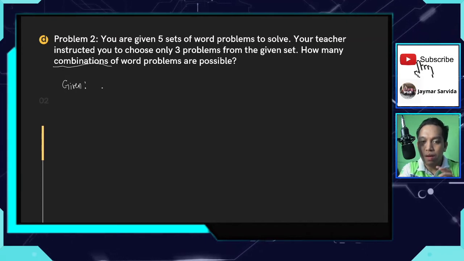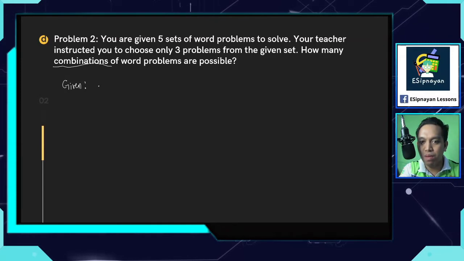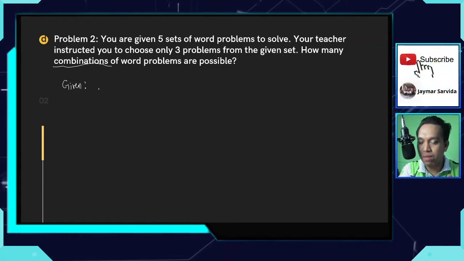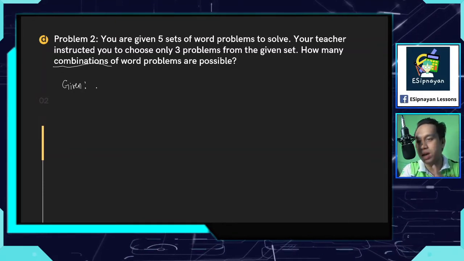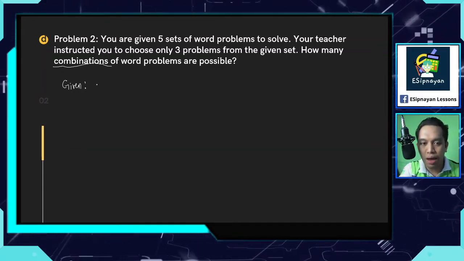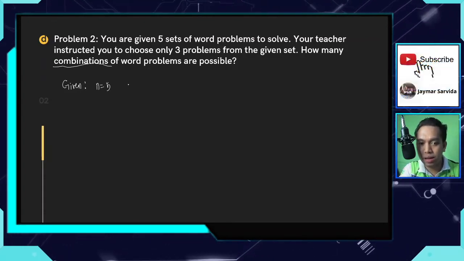So, yung n natin dito is 5. So, we have 5 word problems to solve. Pipili ka lang ng 3 from the given set. Doon sa 5 word problems, pipili ka lang ng 3. So, kahit alin doon ang pipiliin mo. Kahit yung number 1, basta 3 word problems ang pipiliin mo from 5. So yung n natin dito is 5 at yung ating r ay 3.